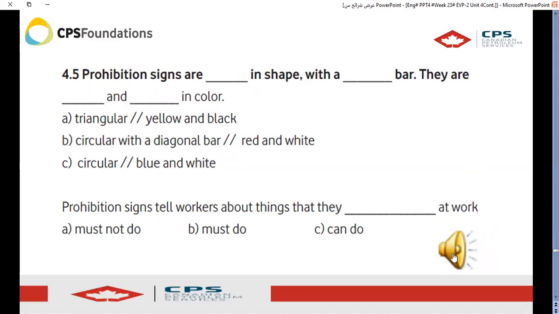So the question is, prohibition signs are what in shape? You are going to describe their shape. Remember, prohibition signs, were they triangular or circular? Yeah, they were circular, but they have a diagonal bar, and they were red and white. So this is the correct option. Prohibition signs tell workers about things that they must not do, must do, or can do. Of course, it's about things that you must not do.